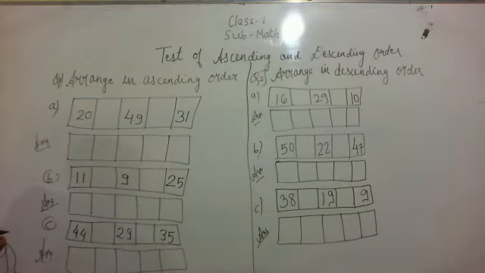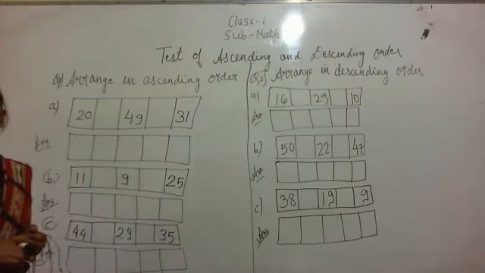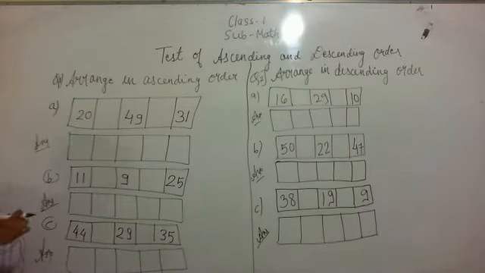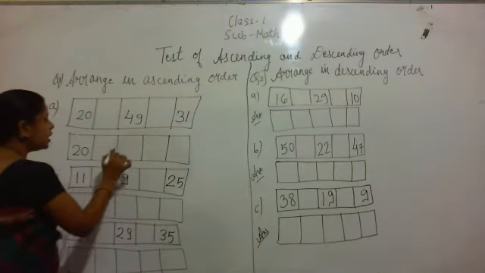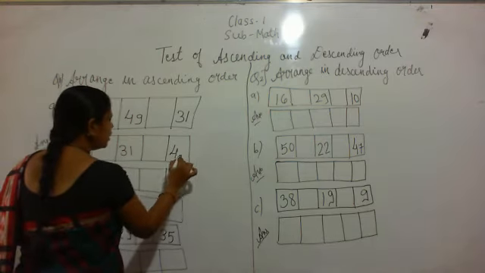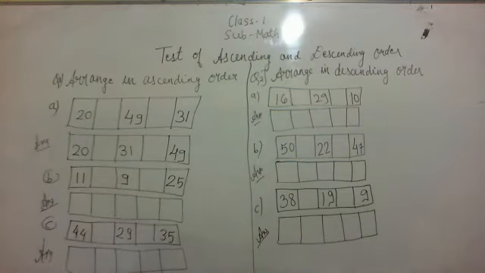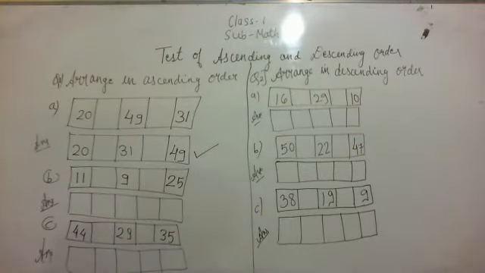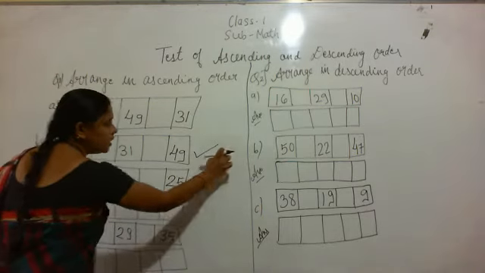So first let's check question number 1, arranging in ascending order. Ascending order means smaller to largest. So which is the smallest number among these three numbers? The smallest number is 20. The next smaller number is 31. And the last number is 49. If you have written the right answer, you put here right.